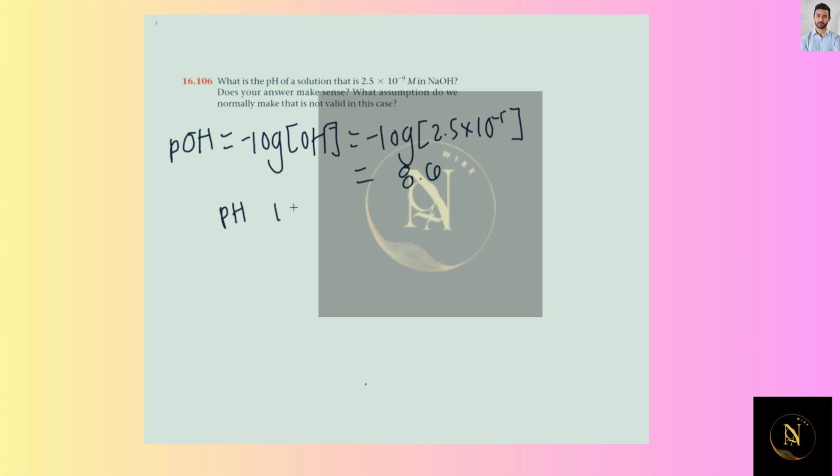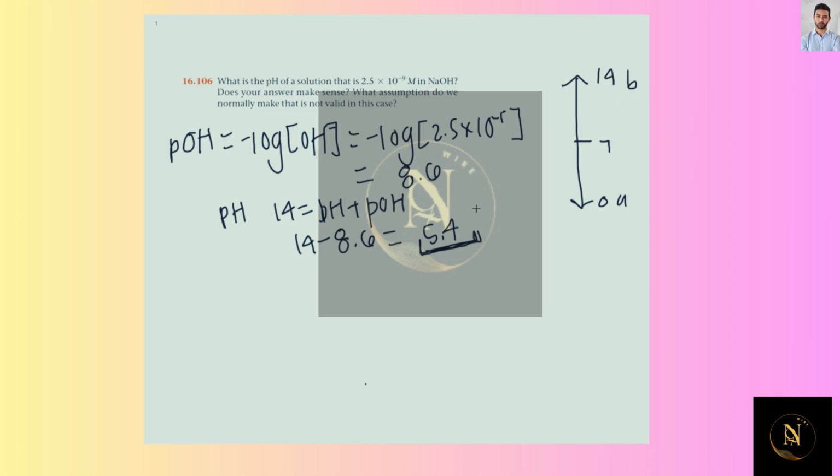So then to find our pH, we have to do 14 is equal to pH plus pOH. And so it ends up being 14 minus 8.6, and we get 5.4. But this answer is in the acidic area of our pH scale, because 0 is acidic, 7 is neutral, and 14 is basic. So it lies in the acidic area. And we know that NaOH is a very strong base, so if anything, it should be closer to the basic area.